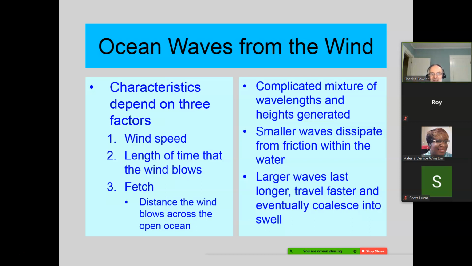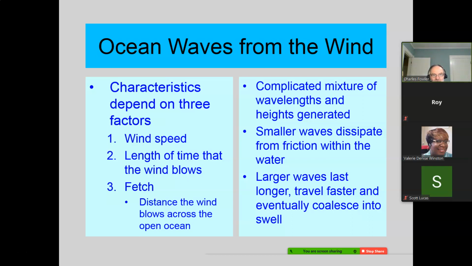Okay? Now the second is the length of time that the wind blows. If you have a strong wind come up all of a sudden, that's going to produce a lot of little ripples very, very rapidly. But if that wind, even though it may not be as strong, is blowing across the surface of the ocean for a long period of time, it's going to build and build and build your waves, and not just the waves, something related to waves, your swells. And we'll talk about the difference of those later. So, the length of time that the wind blows.